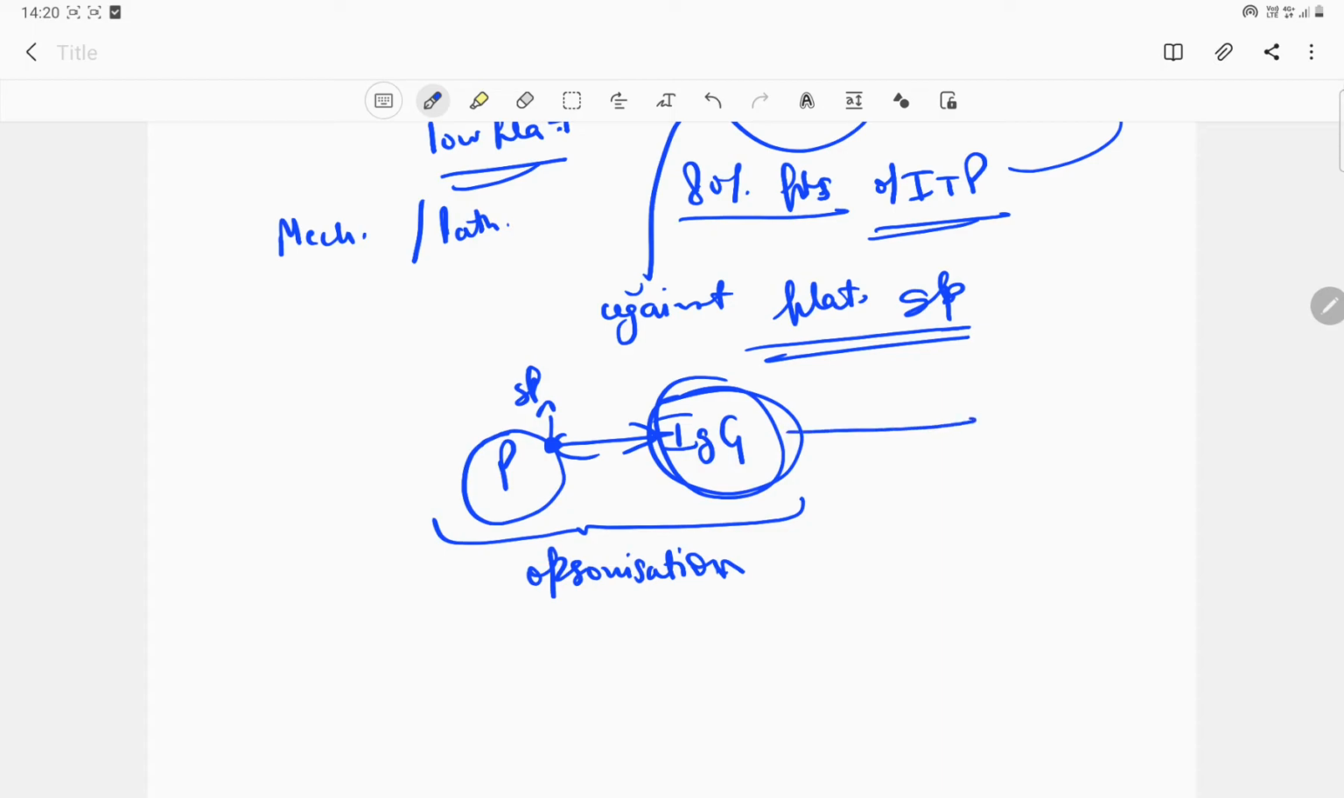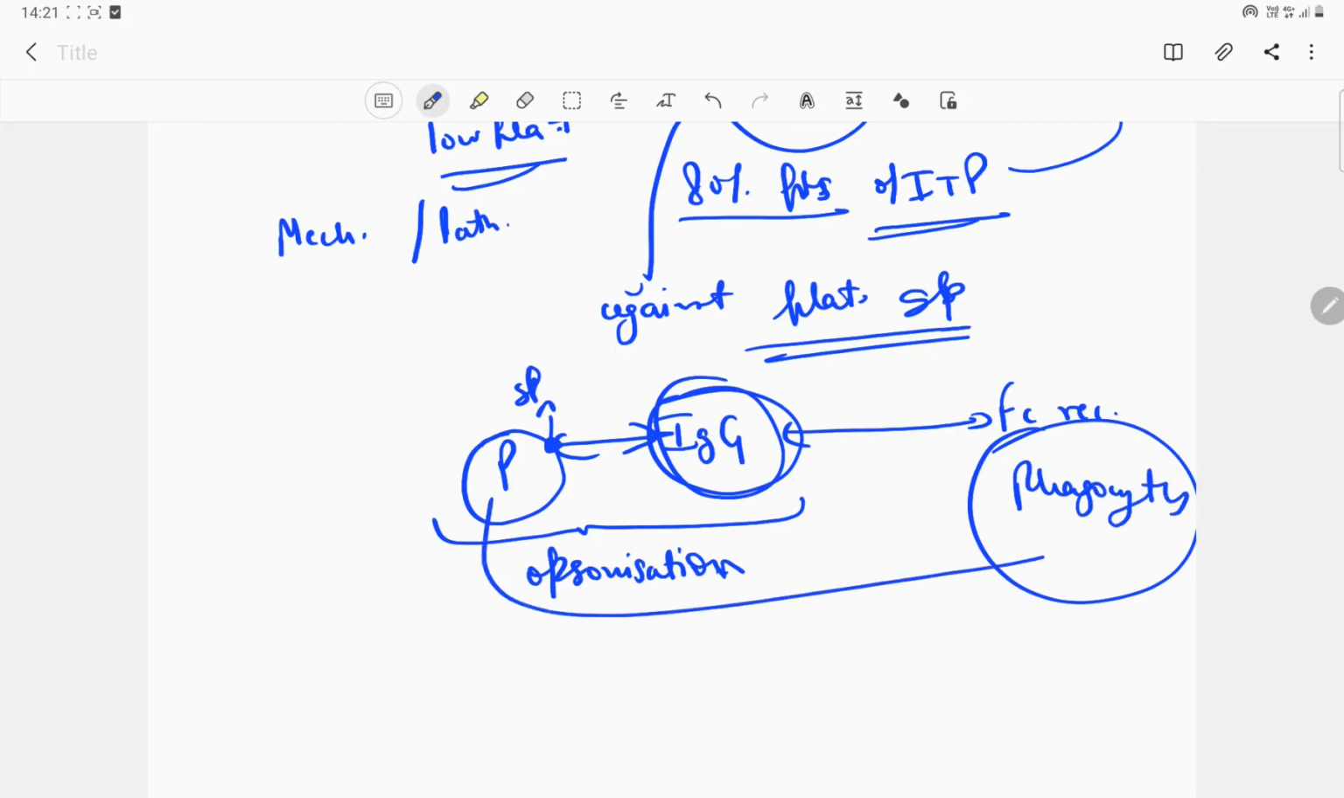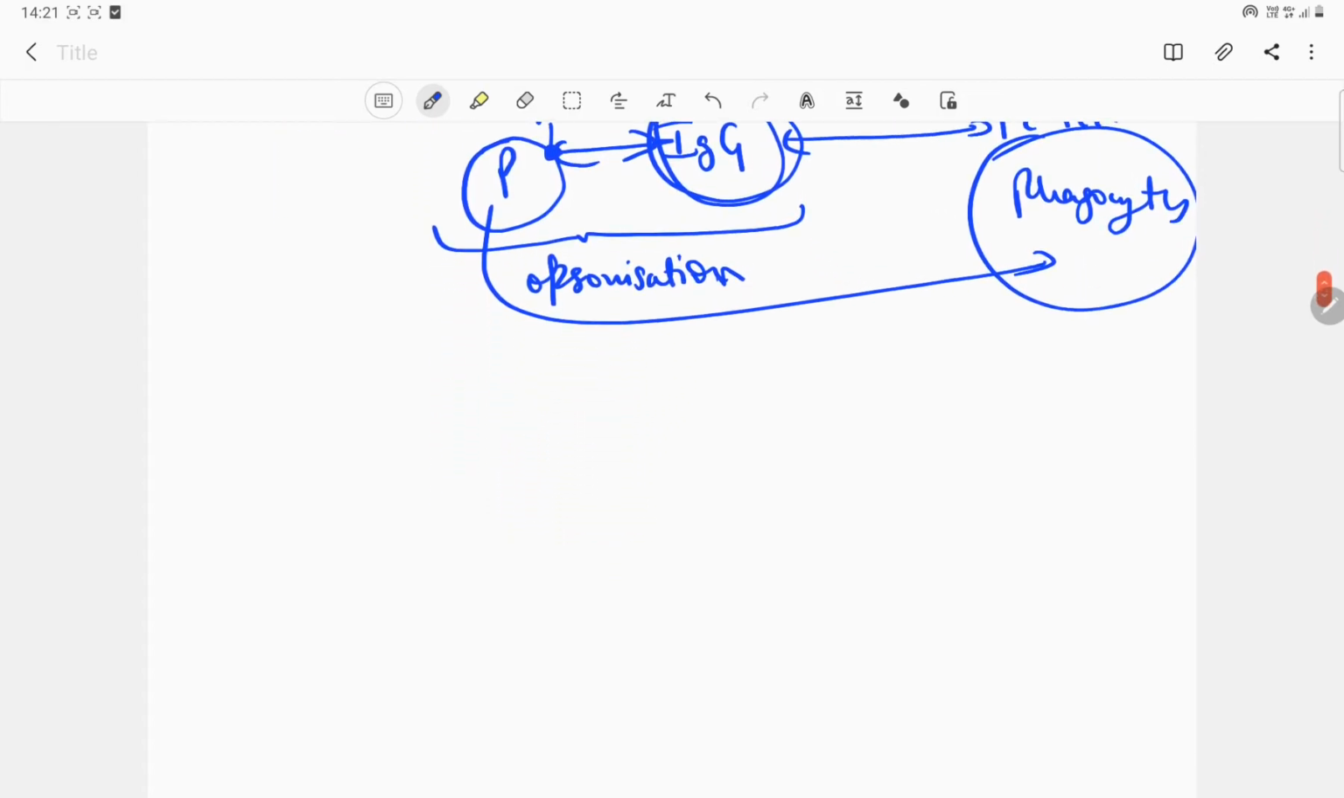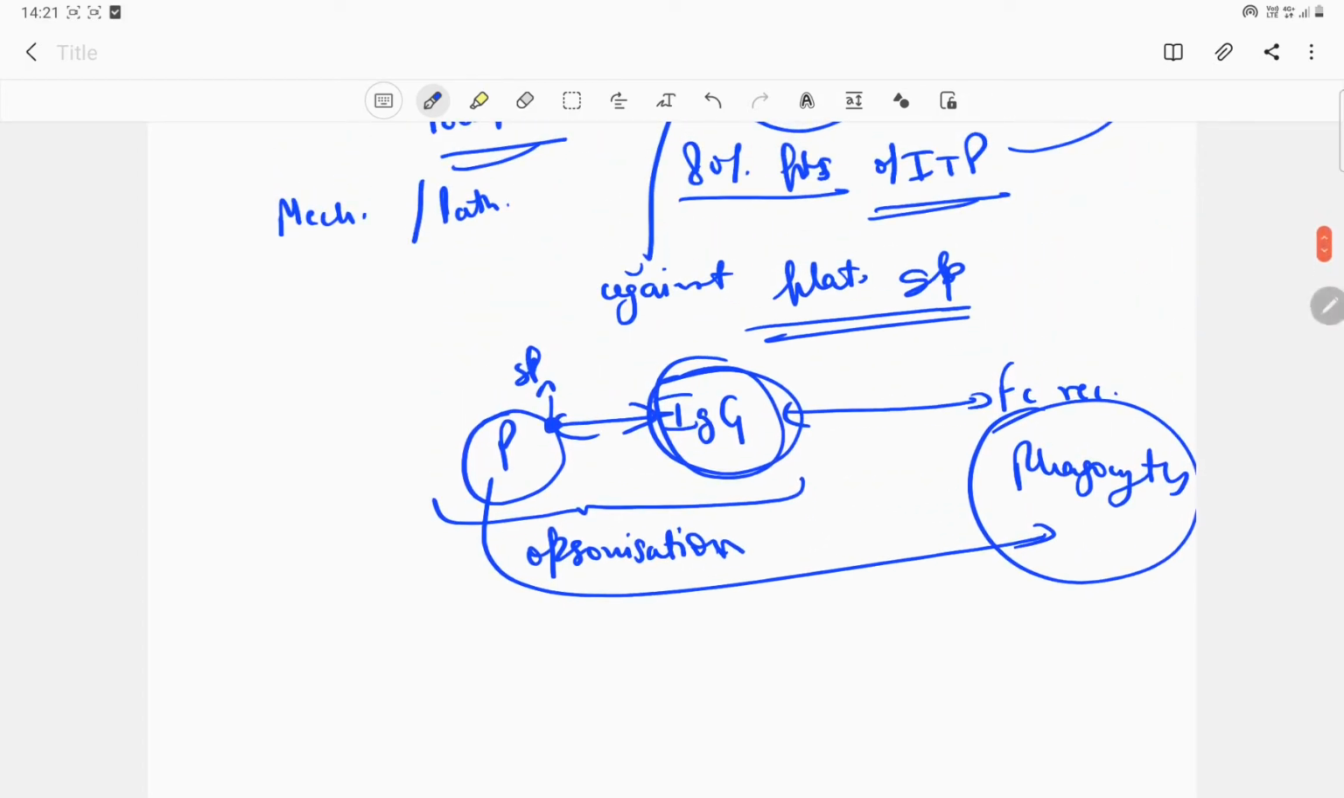How? This IgG is then recognized by the Fc receptor of the phagocytes, mostly in the spleen. So the platelets are then destroyed by the phagocytes. This leads to a low platelet count due to increased destruction of platelets by the phagocytic mechanism.